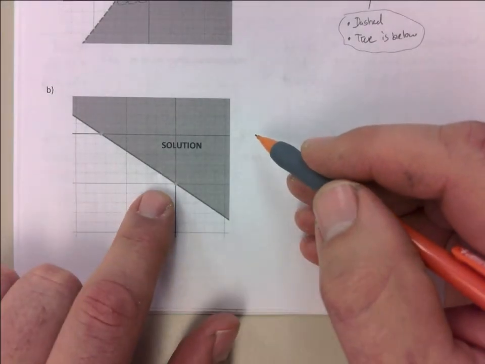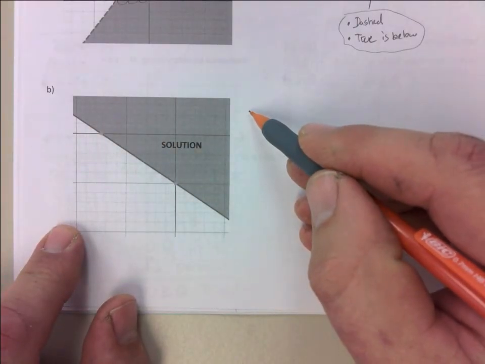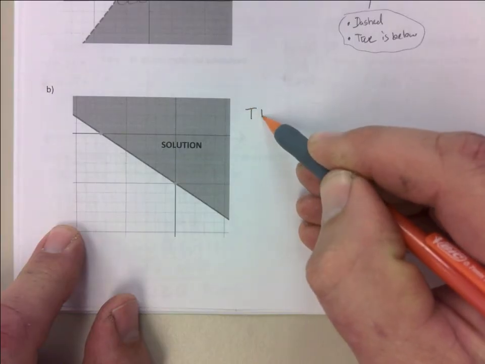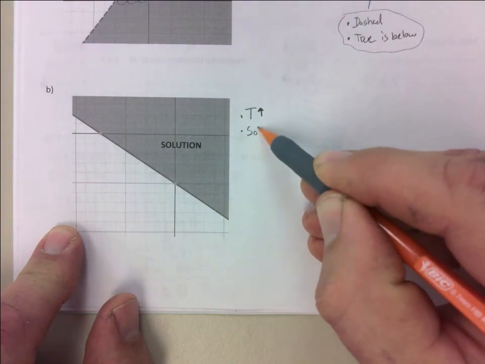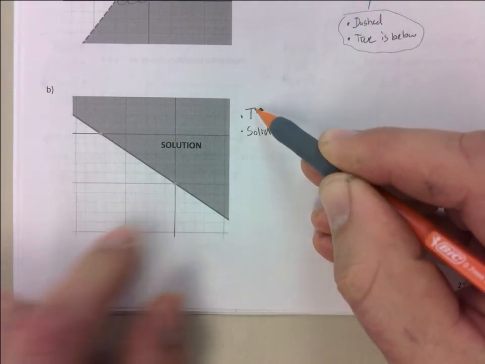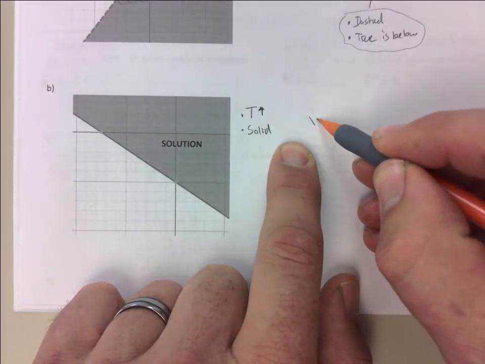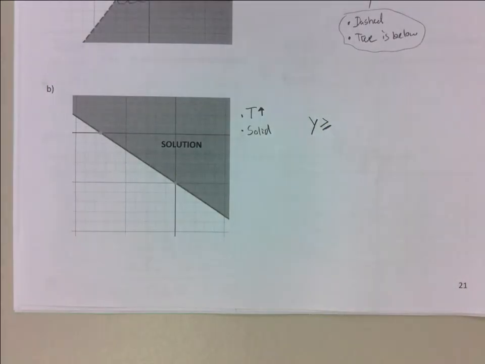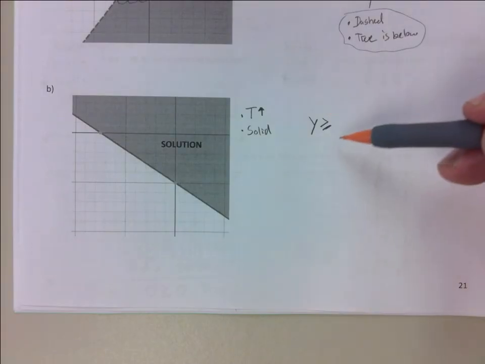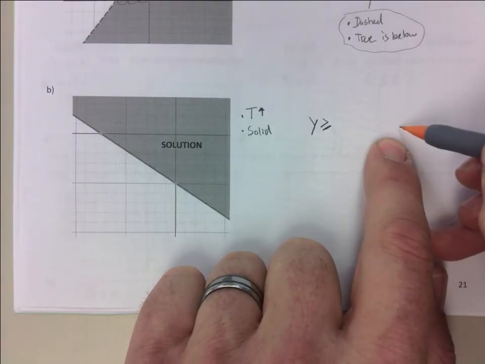So again, you can be a lot faster at this, okay? Watch this. I'm going to say that the true region is above. I make a note of that, and this is a solid line. So just by looking at the graph, you can already determine that this is going to look like this. Y is greater than or equal to. Okay? So right there, boom, just by looking at it, you have your starting point. Now you need to find the slope and the y-intercept.